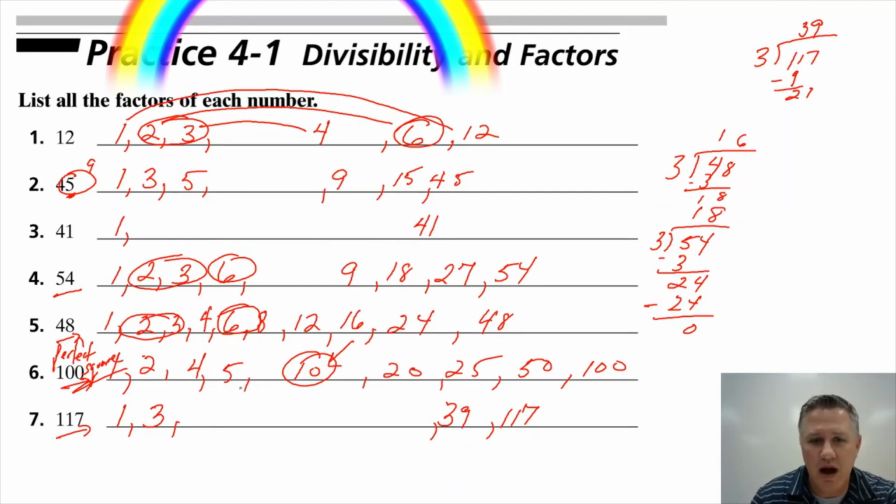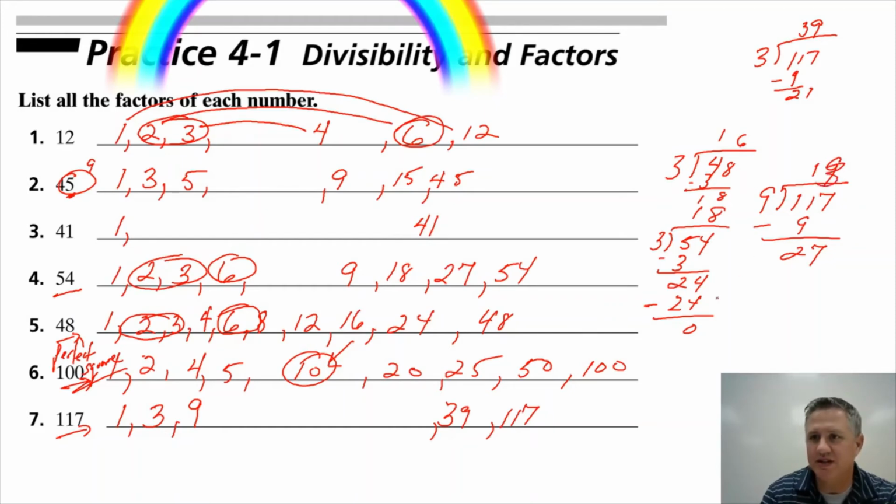Okay? Let's go right to 9. Can 9 go into it? Yes, we know that because the sum is 9. So 9 goes into 117. Let's see. 19 times. Or sorry, that's wrong. 13 times. There we go. And between 9 and 13, I got 10, 11, and 12, and neither of those work. So those are the factors of 117.